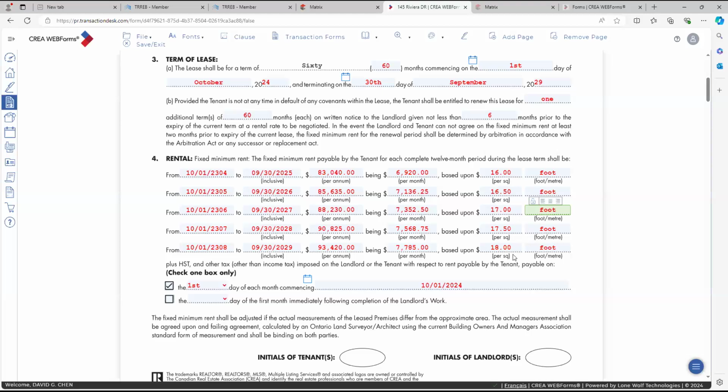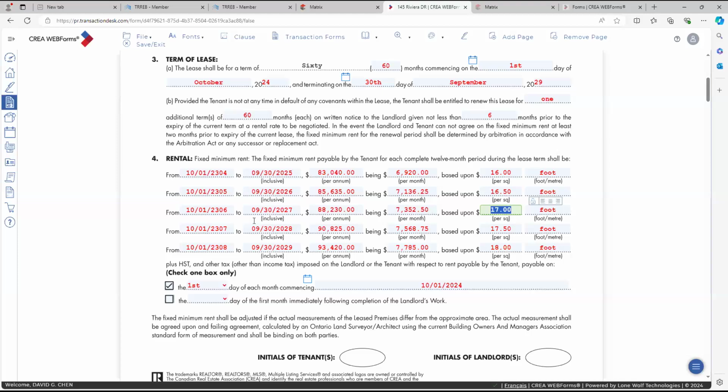And also sometimes, if the property is not easy to rent out, you have more power to negotiate. Say, first year 16, second year 16, and the third year I can give you a $1 increase. So you can do it that way. In this way, the client saves some money. That's a strategy you can always negotiate with the leasing agent.